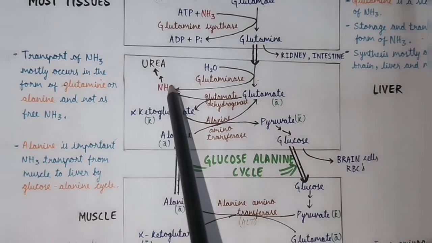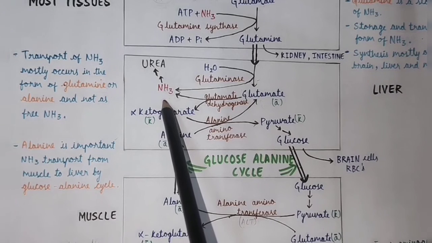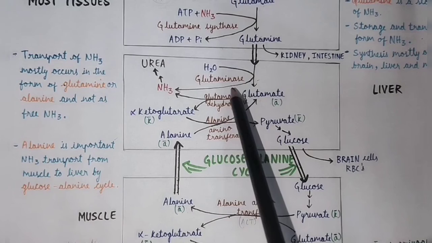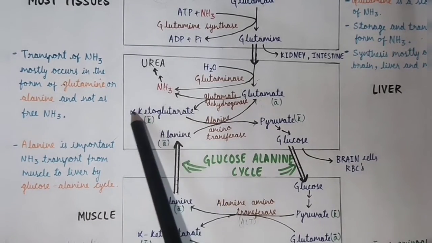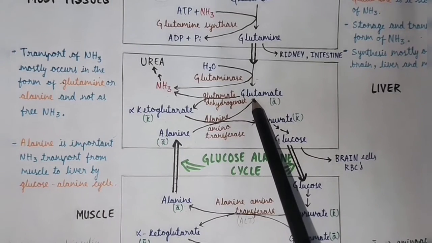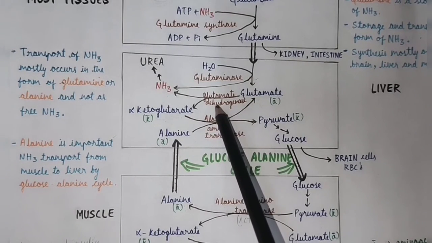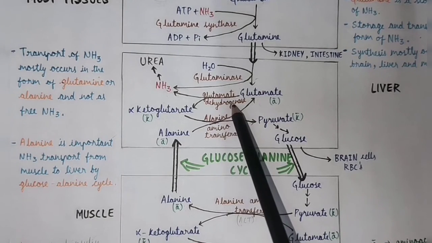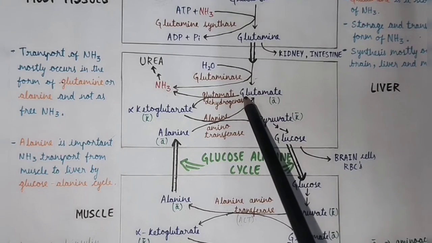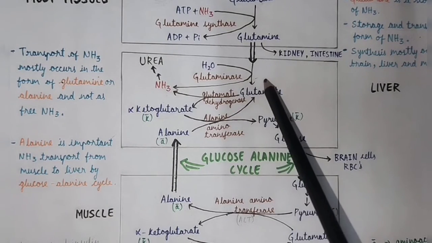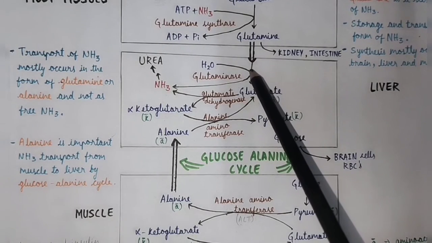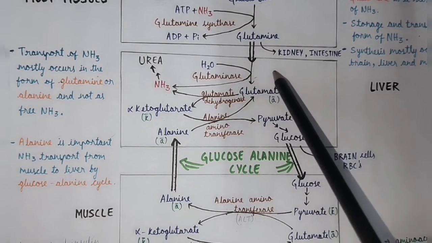If ammonia is accumulated more than the threshold, then the reactions are reversed. Ammonia reacts with alpha ketoglutarate to form glutamate, which is catalyzed by the same enzyme, glutamate dehydrogenase. And to this glutamate, one more ammonium ion is added to form glutamine, catalyzed by the glutamine synthase enzyme.